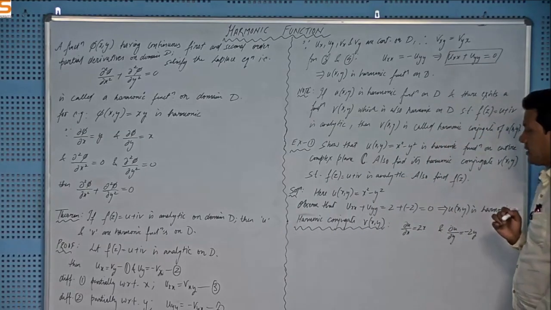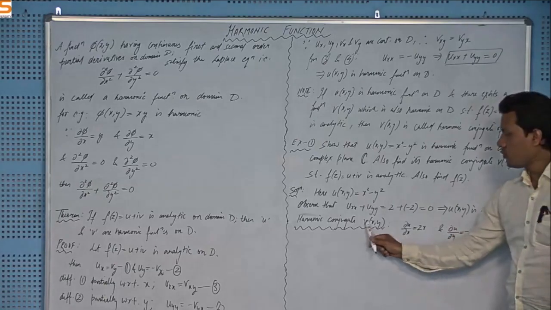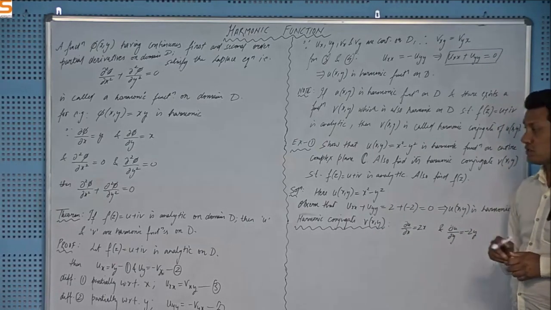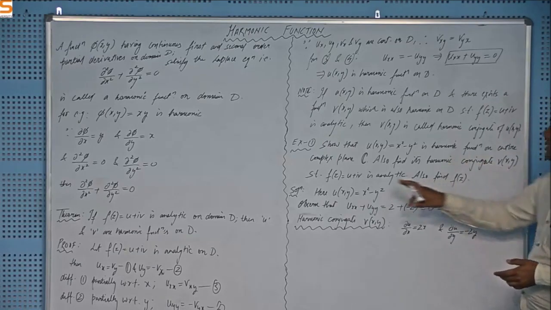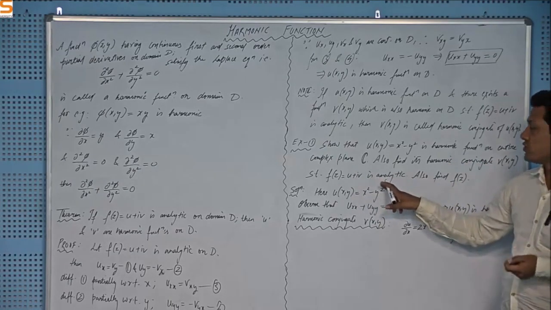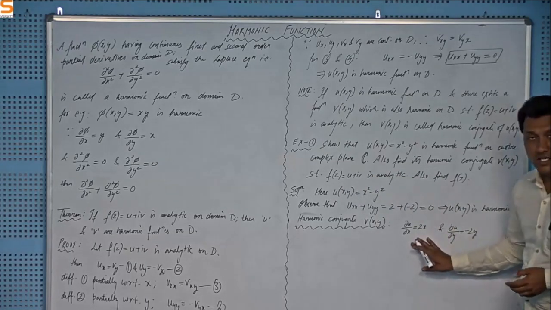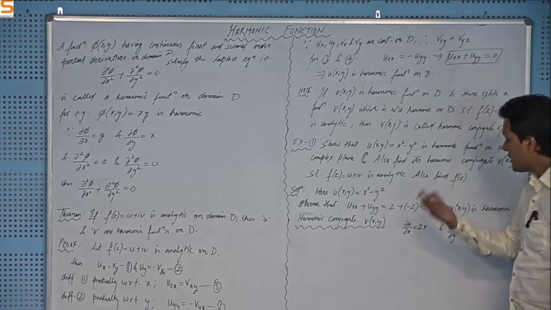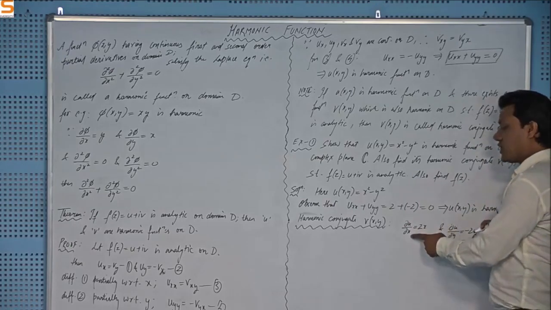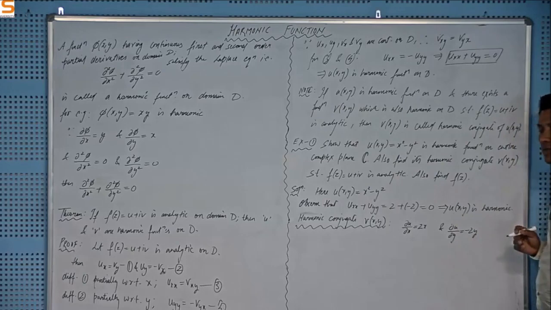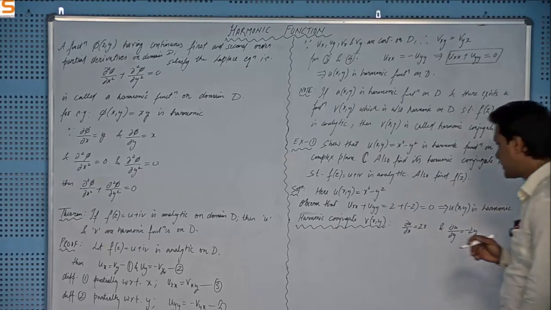Since I need v, I will use the Cauchy-Riemann equations. It is given that the function is analytic, so we have to assume that the function is analytic. If the function is analytic, then it will satisfy the CR equations. By using the CR equations, del u by del x is equal to del v over del y, and del u over del y is equal to negative of del v over del x.